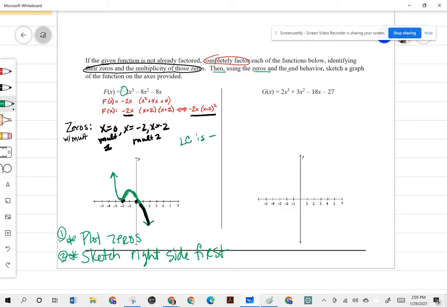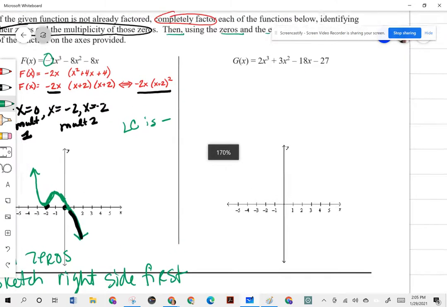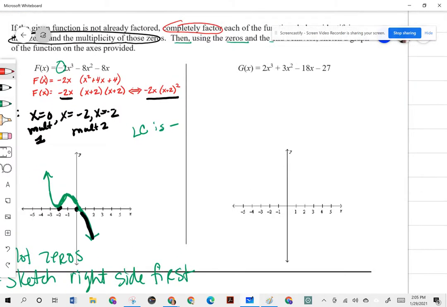Okay. You can also just verify. Remember that this is an odd degree so that the end behaviors are opposite. And that's another way for you to double check your work. All right. So let's take a look here. Let's go ahead and graph, or factor, G of x.